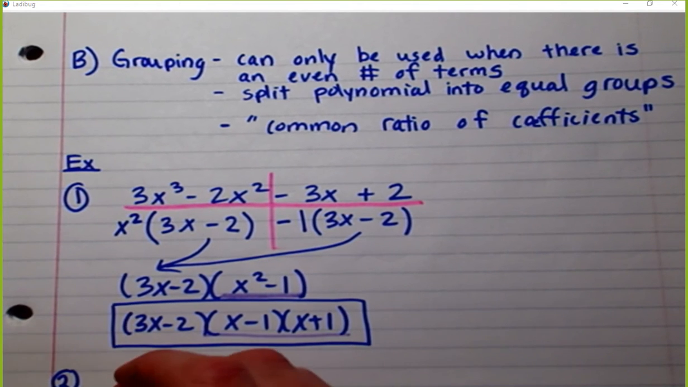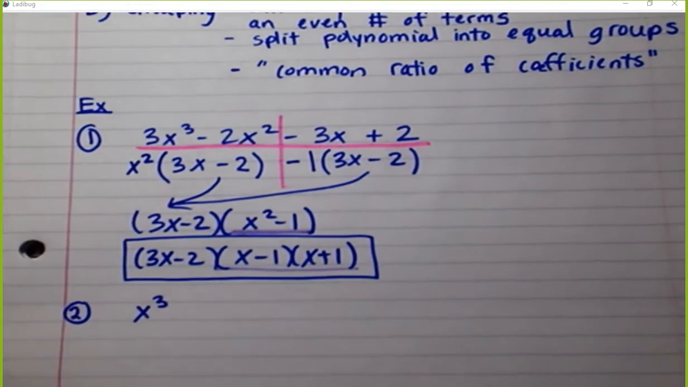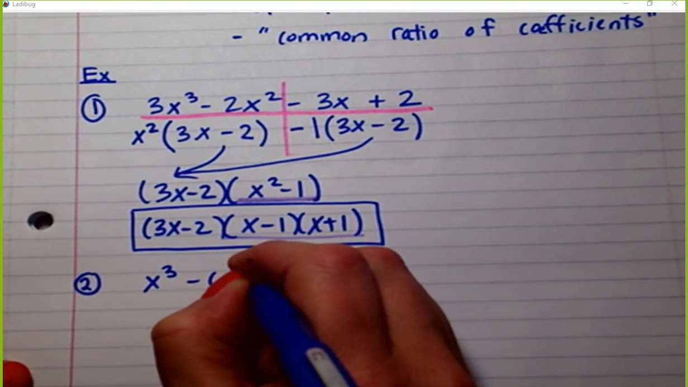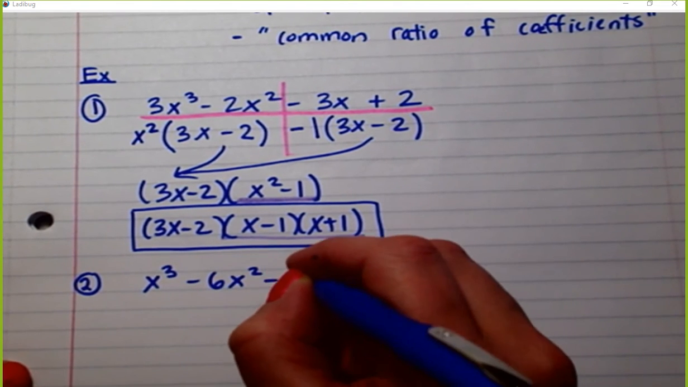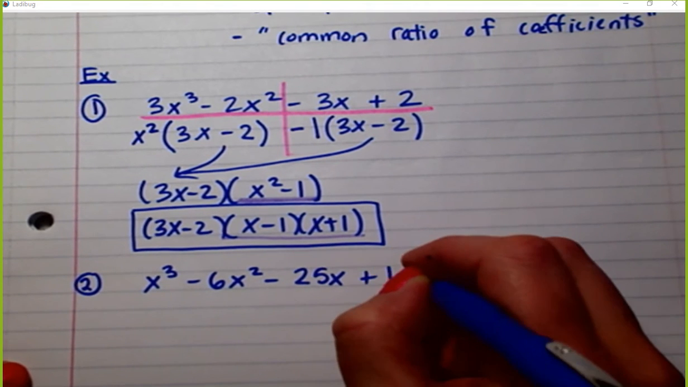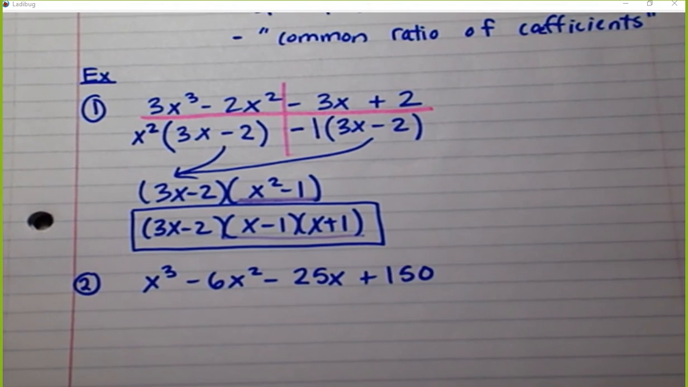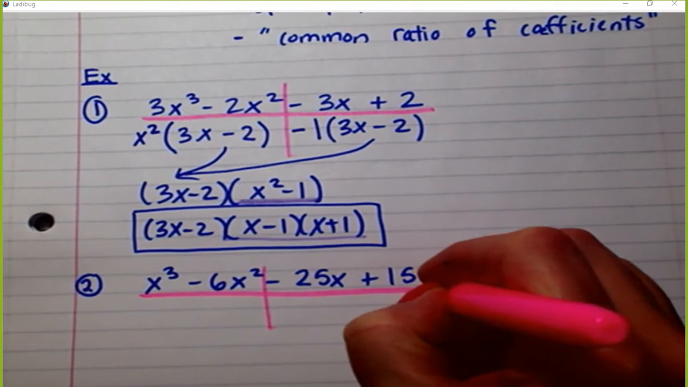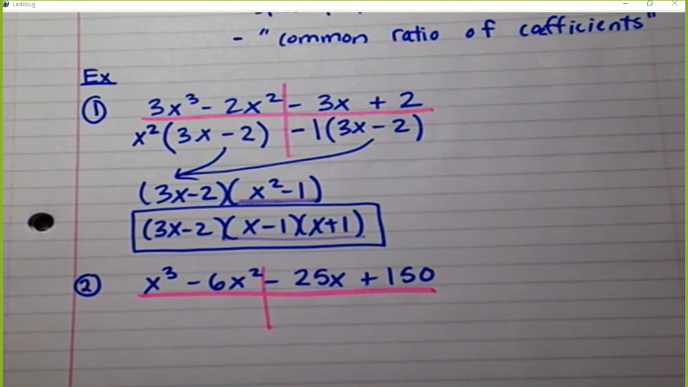Okay, here we go. Let's try this one. This one you do x cubed minus 6x squared minus 25x plus 150. There are 4 terms, which means there's only one way to make the grouping. Okay, try it.